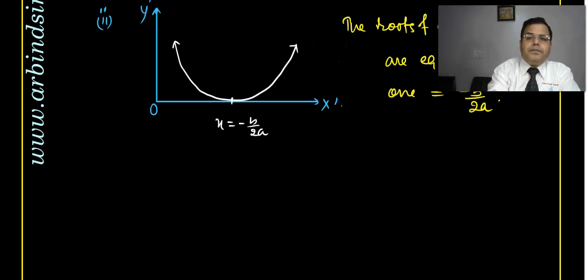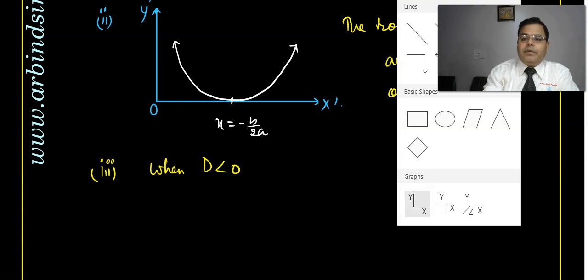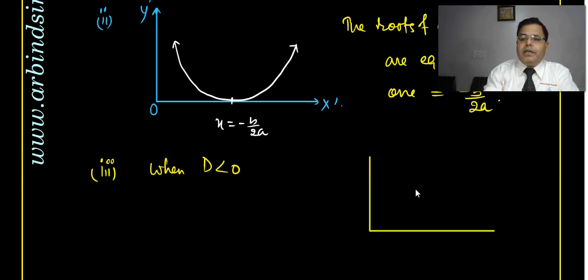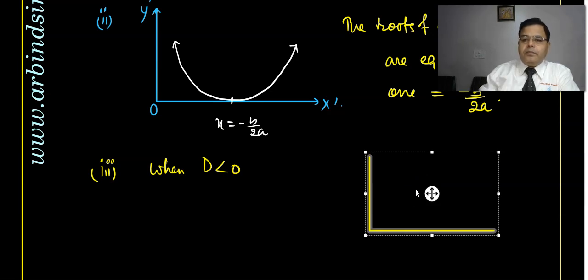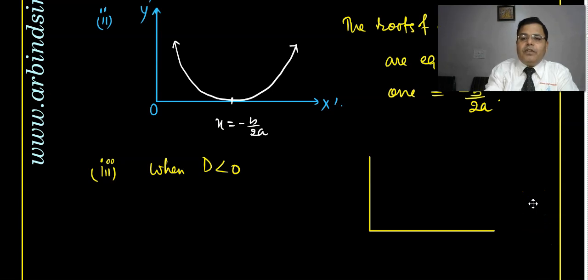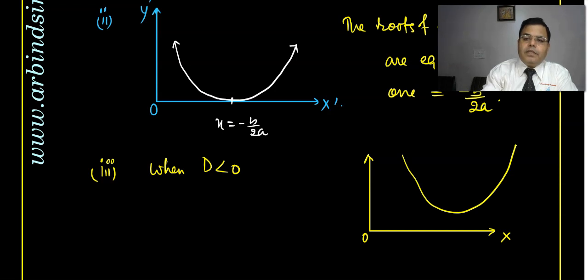Now the third one is here. If I go for the third case, when D is less than 0, then in that case, the graph of the function will be like here. The curve will neither touch the x-axis nor intersect the x-axis, but it will move away from the x-axis, right? It is vertically upward, so it will be like this, right? Let me draw something better. Okay, so this will be the graph here, something like this.